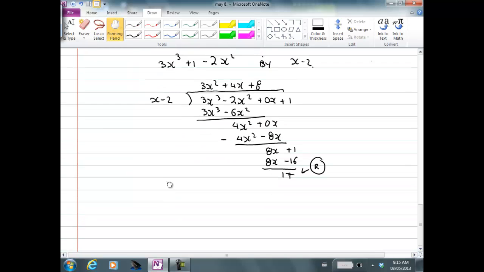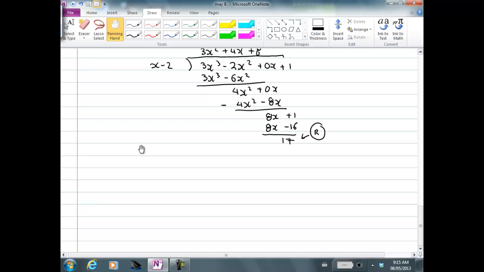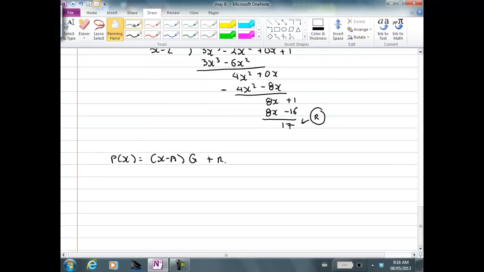On the exam, they're going to ask you to write it like this: write your answer in the form of p(x) equals (x minus a) q plus r. They're going to ask you to write it in this format. What this format is telling you is to write it as your dividend is equal to your divisor times your quotient plus the remainder. So I'm going to rewrite this in the proper format.